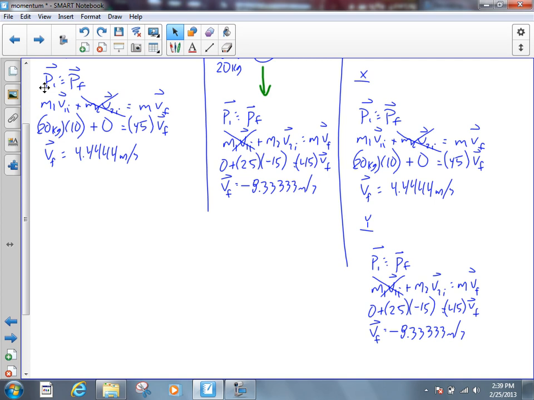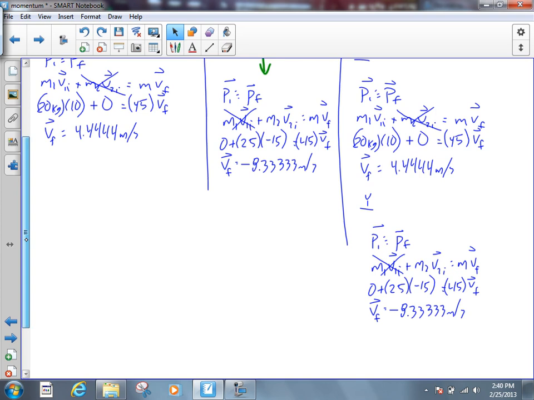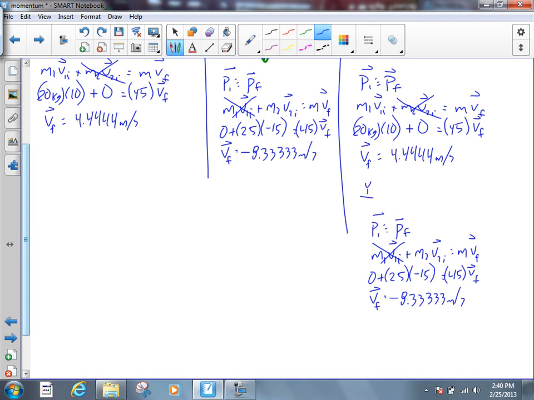We're not quite done yet, though. We haven't found the final velocity yet. We've found the x component of the final velocity and the y component of the final velocity. I need the overall final velocity. Can anybody suggest how we're going to do that? Let's try the Pythagorean Theorem. Let's draw a vector diagram first. We've got 4.44 to the right.